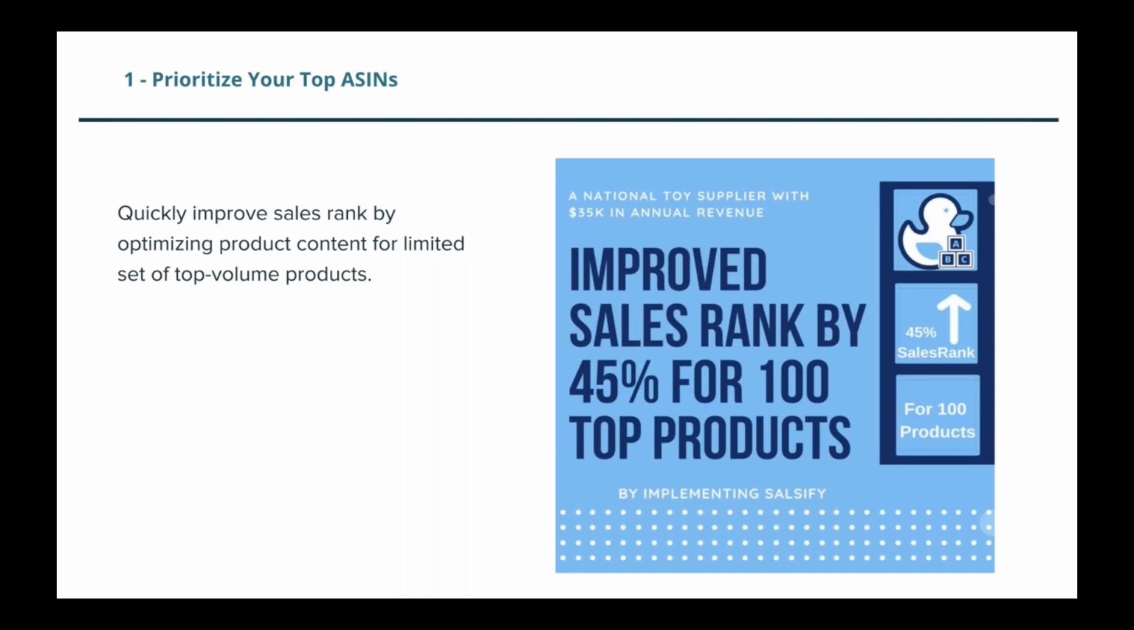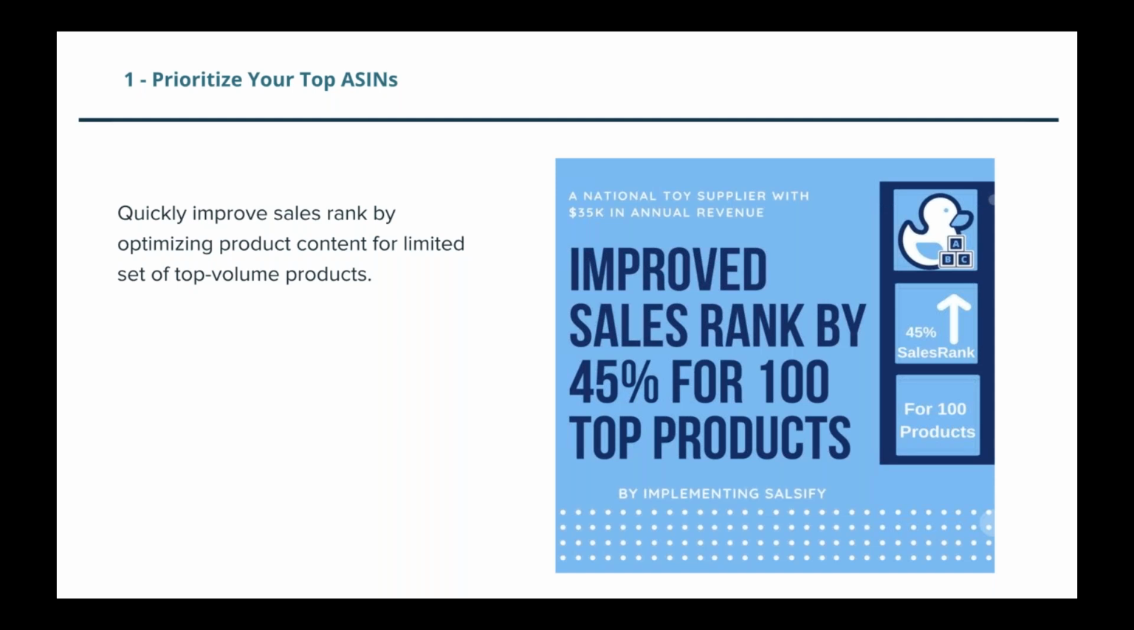But one thing that we've found in working with our clients is that if you take a Pareto principle approach and focus on the 20% of your SKUs that are creating 80% of the volume or profit, you can create a more significant impact on your digital business than trying to do a little bit on all of your products. We worked with a very large toy supplier, and we improved their sales rank by 45% for their top products. This was by very deliberately focusing on their top 100 products, not their entire product portfolio.